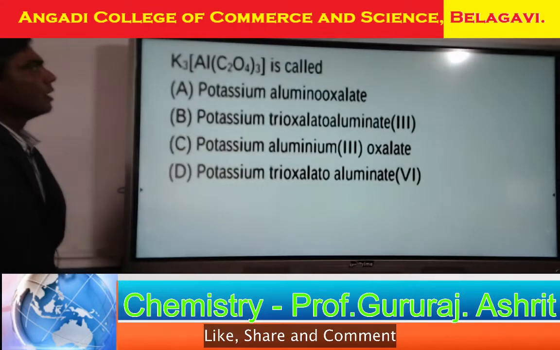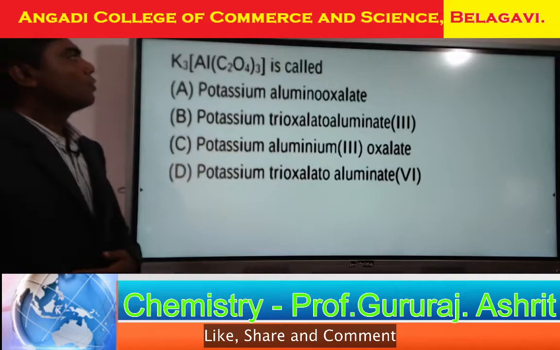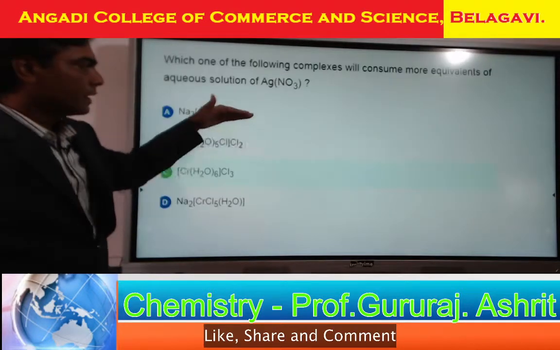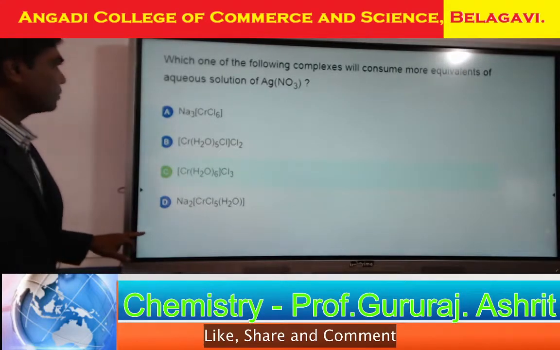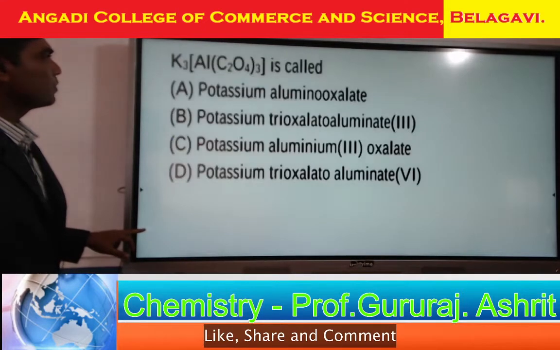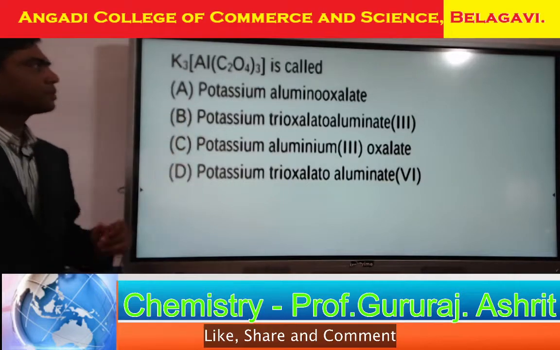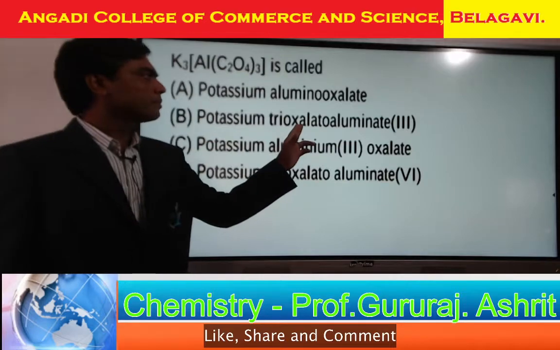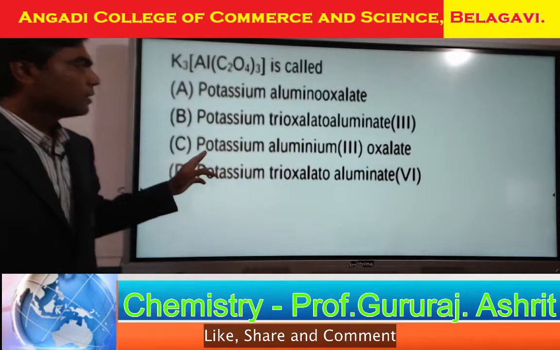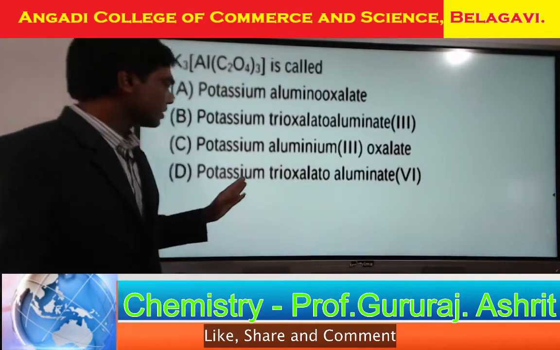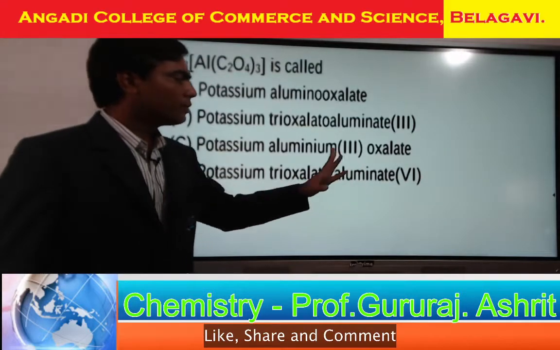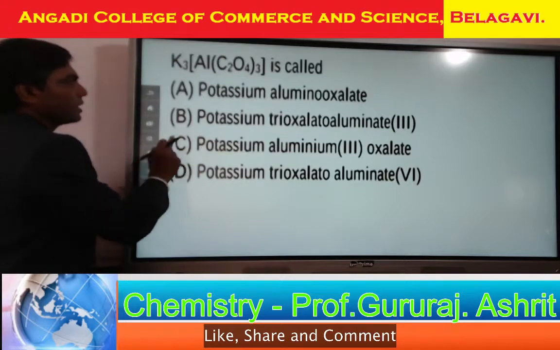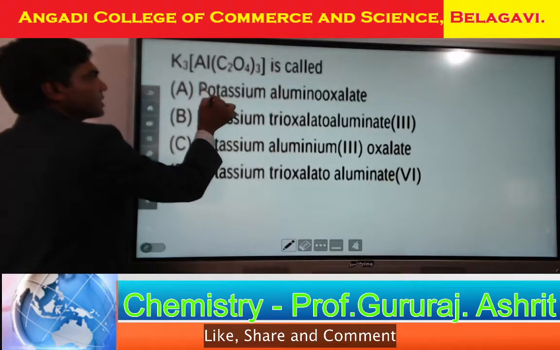Next question. K3[Al(C2O4)3] is called. He has given one complex compound. He is asking the name of that compound. You should understand. The first option, potassium alumino oxalate, potassium trioxalato aluminate, potassium aluminium 3-oxalate, potassium trioxalato aluminate. First you remove option A. Why? Because here he has not given the oxidation state in the bracket.